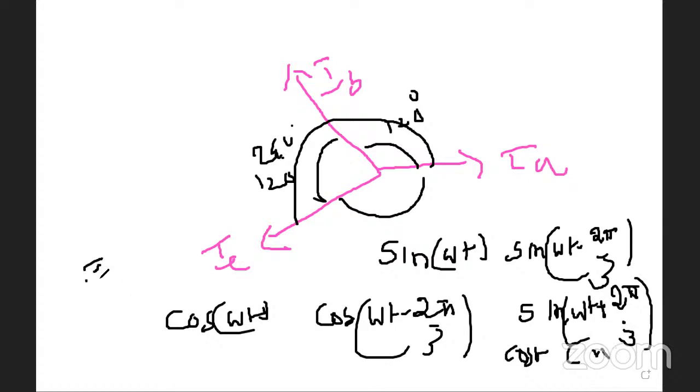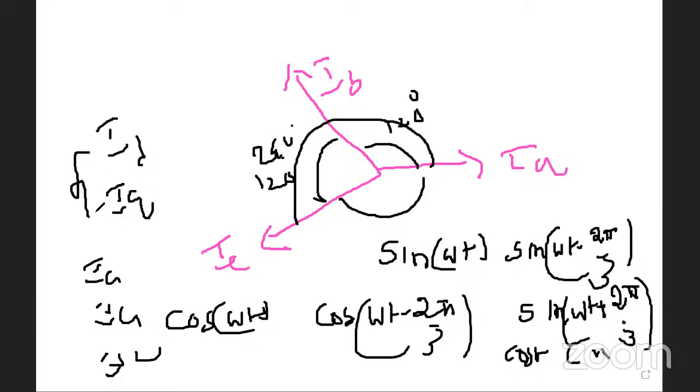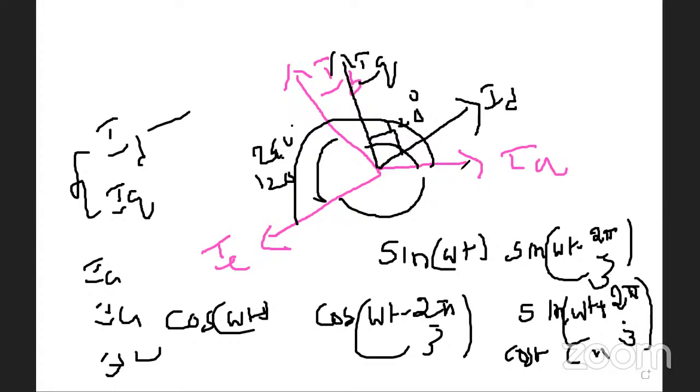So IA, IB, IC, we are converting to ID, IQ by applying the synchronous reference frame. This is the D and Q axis, ID and IQ are perpendicular. By using this phasor vector diagram, we are converting. This is one gain block only, but here we write it for the three-phase system.